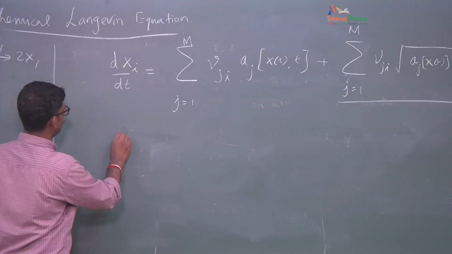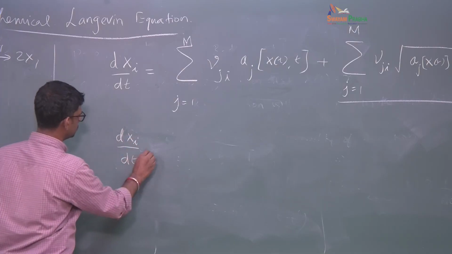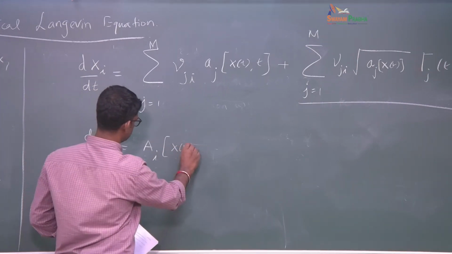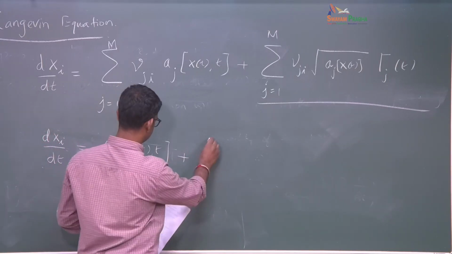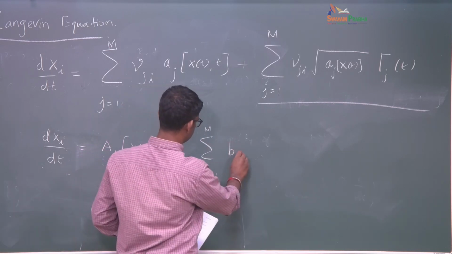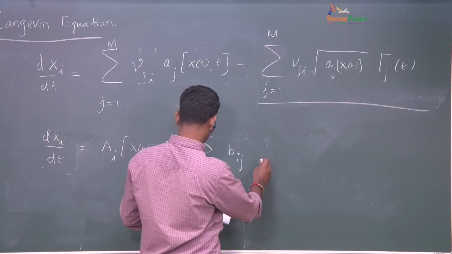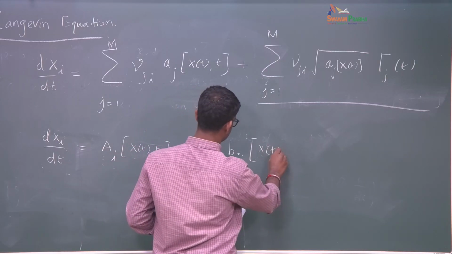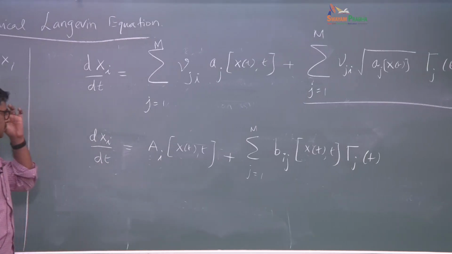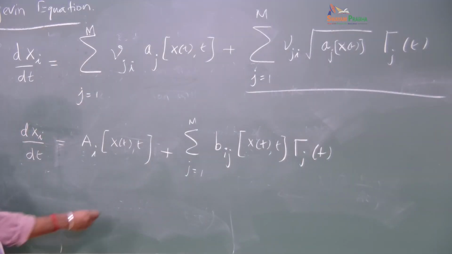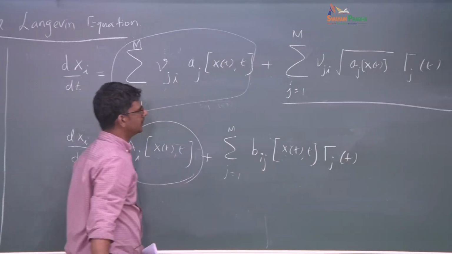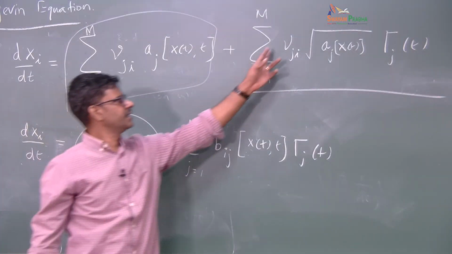Sometimes we also write this in a different form. So this equation and this equation are the same thing, because here we have just defined a capital A, which is nothing but this entire term, and this B_ij(x(t)) is basically this entire term.